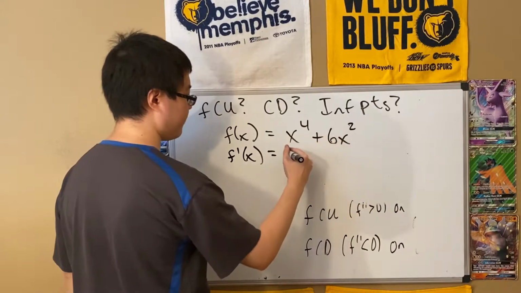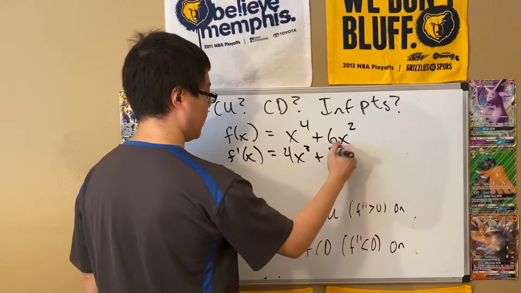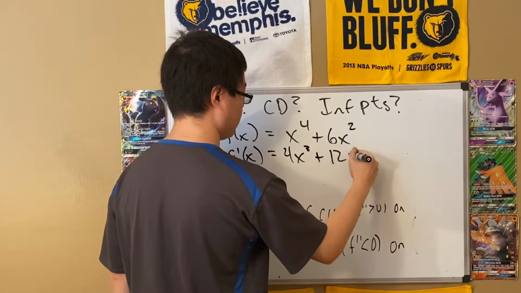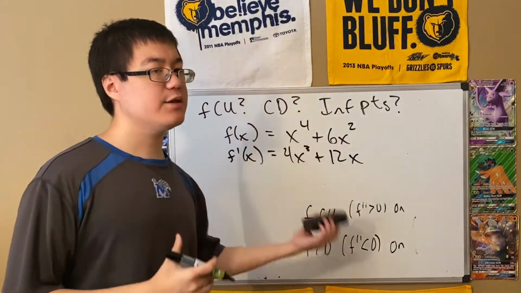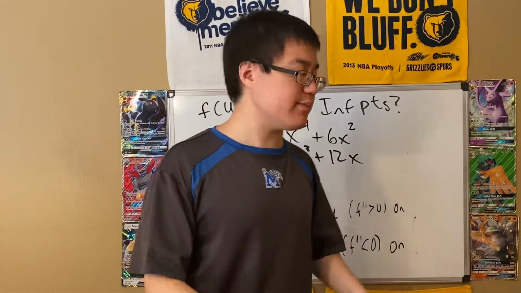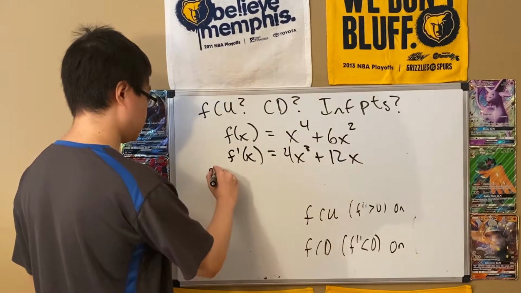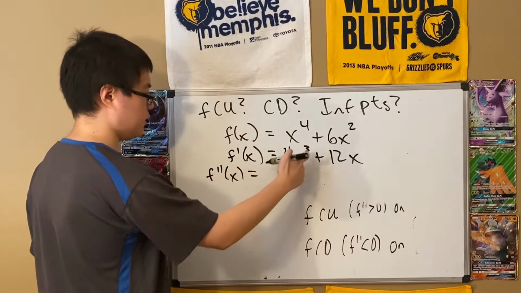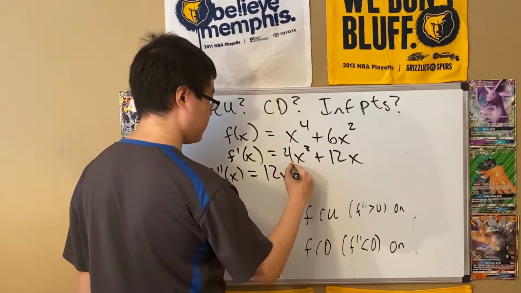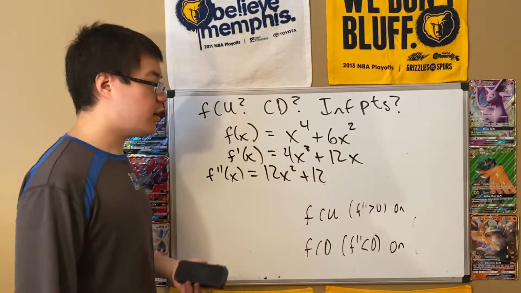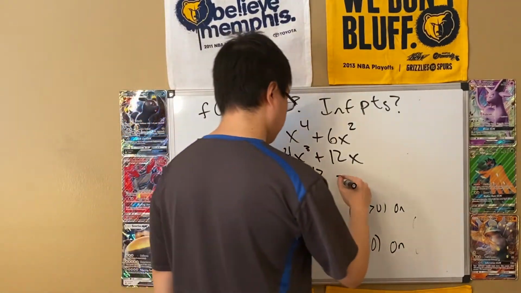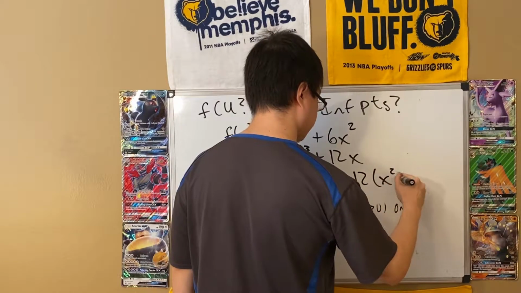So in this case, it's going to be 4x cubed again, but now when I bring down the 2, it's just going to be 12x. I'm going to take 2 derivatives automatically. I never stop at the first derivative. So it looks like it's going to be f double prime of x. Again, power rule, 12x squared plus 12. If you want, you can factor this as taking down a 12, x squared plus 1.